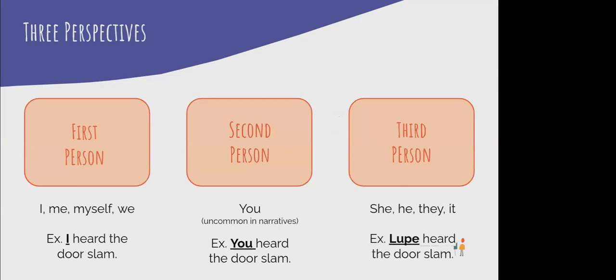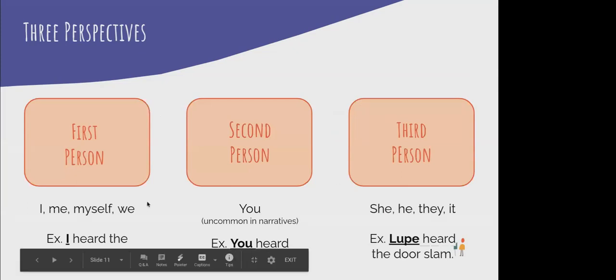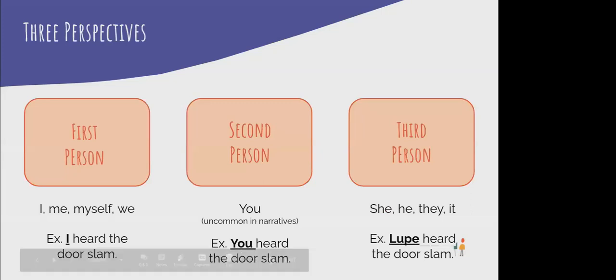So like you can see in first person, we have pronouns like I, me, we, myself. All right. So that would be where a character is telling their own story, right?